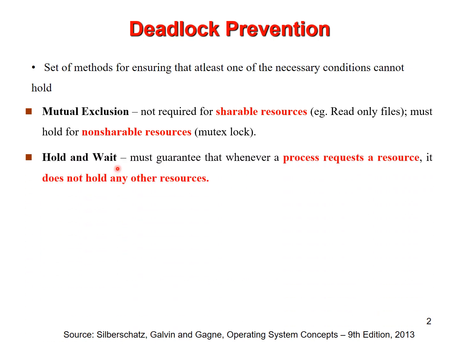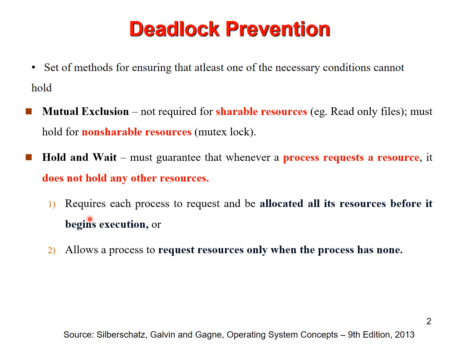Hold and wait. It must guarantee that whenever a process is requesting a resource, it should not hold any other resource. That is, each process should make a request for a resource and be allocated all its resources before its execution. So before it begins the execution, it has to be provided with all the set of resources it wants, or allows a process to request resources only when the process has none. There are some disadvantages of the above two protocols. That is, it suffers from low resource utilization and starvation is also possible.